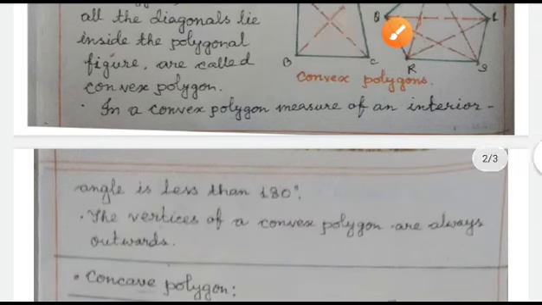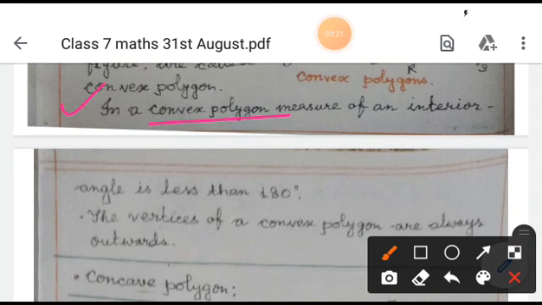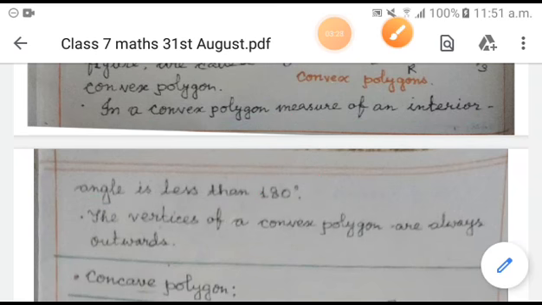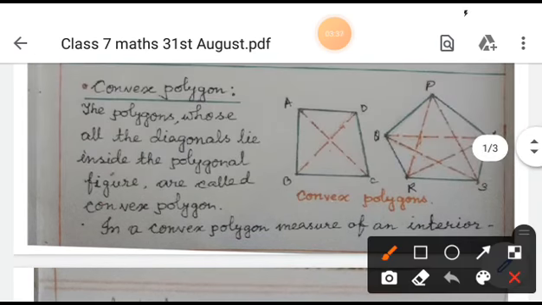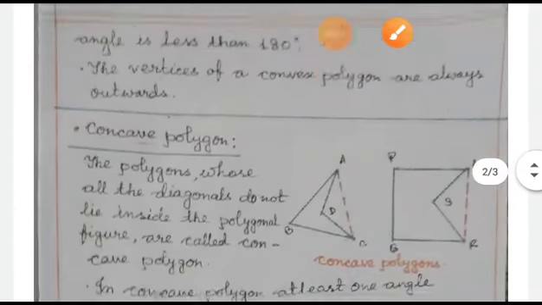And another thing: in a convex polygon the measure of an interior angle is less than 180 degrees. So, the interior angles of such polygons are less than 180 degrees, and the vertices of a convex polygon are always outwards. You can see these 4 vertices over here, they are bending outwards, out of the figure.